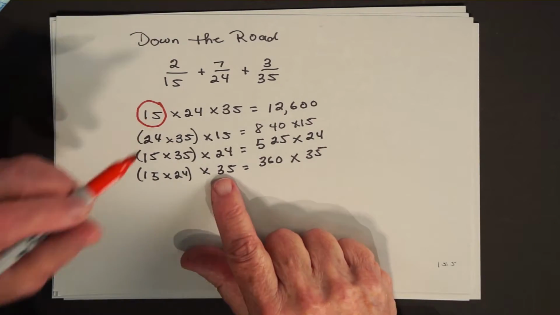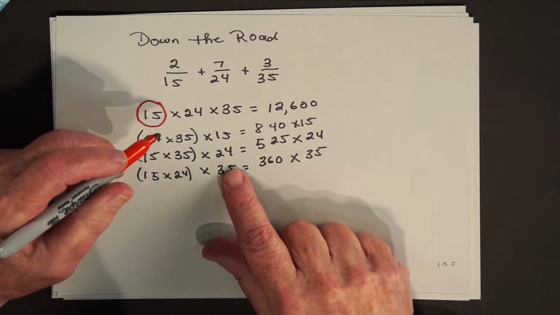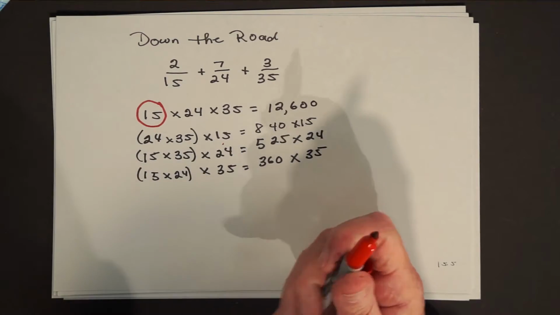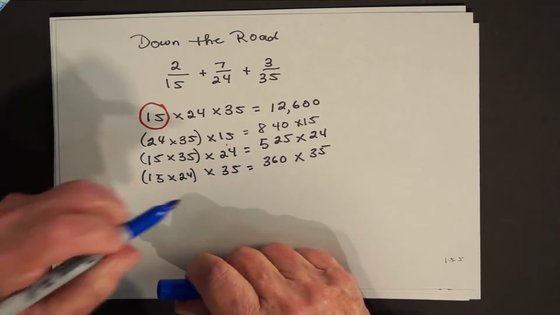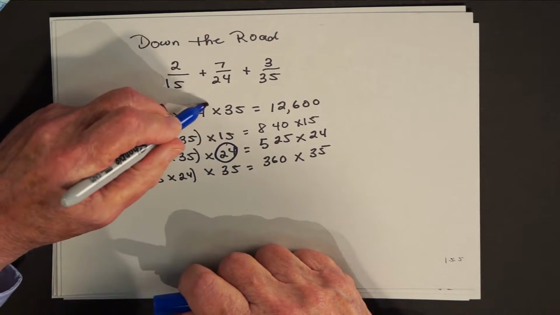12,600. In a similar way, if you want to see how far you have to go if you're dealing with 24.